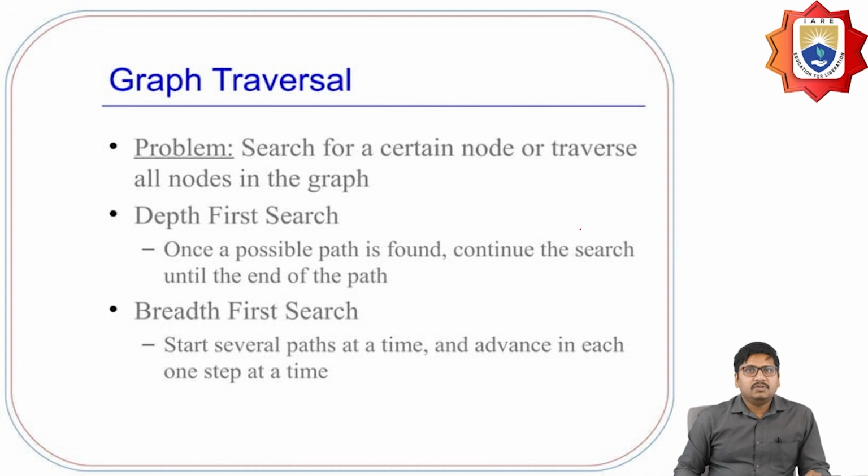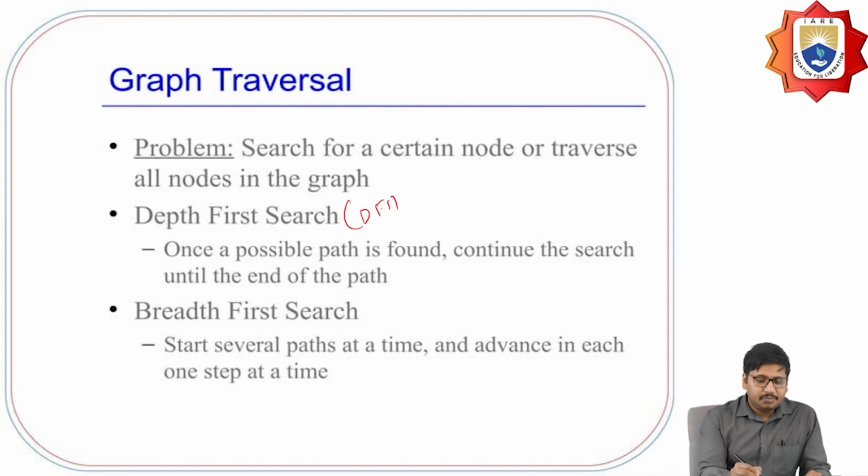So what is graph traversing here? Traversing is nothing but visiting all the nodes in the graph. There are two types of traversals: depth first search and breadth first search. How can I describe this? Suppose I have a graph like this, with nodes 1, 2, 3, 4, 5.